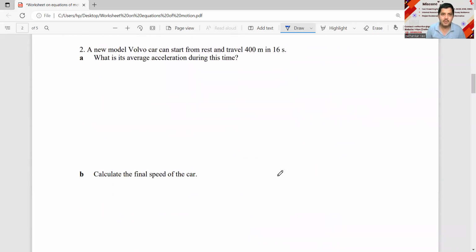A new model Volvo car can start from rest. Second problem. Can start from rest, which means what? u equal to 0. And travel 400 meters. The value of s is given to you. And 16 seconds, in 16 seconds, t is given to you. What is the average acceleration during this time?